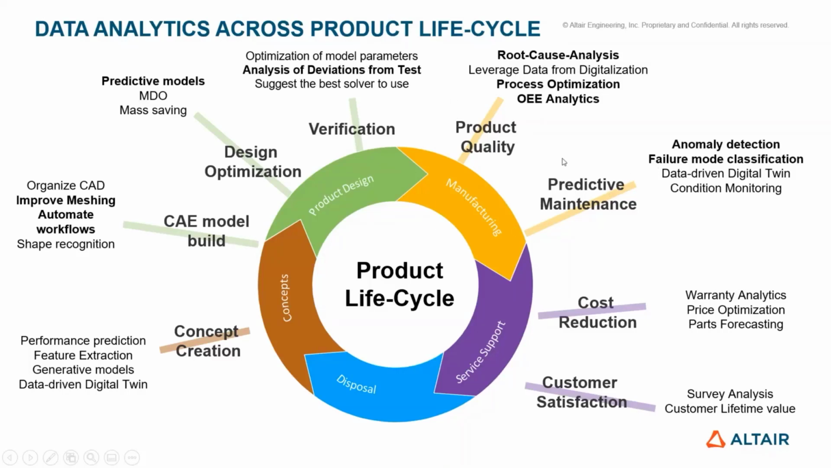Predictive maintenance: when you are manufacturing, how can you make sure that you have less unplanned downtime? Machines should not go down unplanned. So how can you do predictive maintenance so that your machine life increases and unplanned downtime reduces? How can you reduce the cost, the warranty cost, as part of price optimization? All these things you can do.